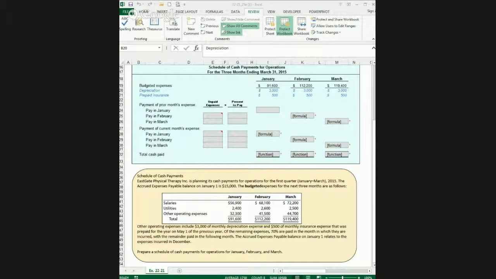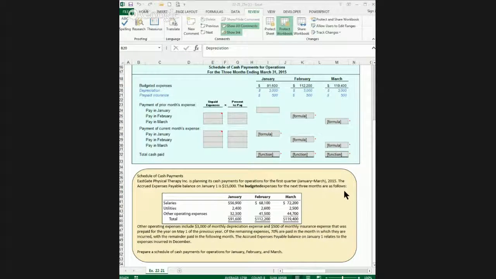Hello, Business 202. This Google Hangout demonstrates the use of Excel formulas and functions in the solution to exercise 2221. This exercise deals with the schedule of cash payments that a company is making for the first quarter of 2015.